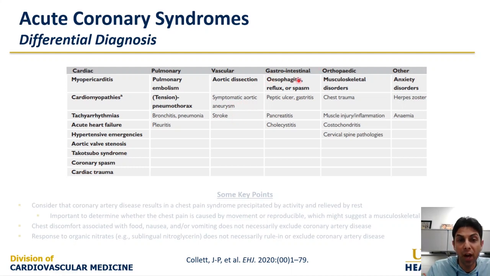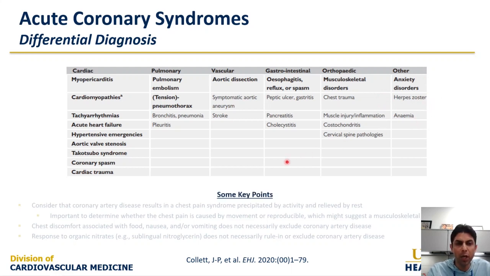Gastrointestinal symptoms include esophagitis, reflux disease, or esophageal spasm, peptic ulcer disease or gastritis, inflammation of the stomach wall, pancreatitis, cholecystitis. And then orthopedic-wise, we want to make sure we don't miss musculoskeletal disorders, such as chest trauma, costochondritis, muscle injury or inflammation. Even cervical spine pathologies can radiate to the chest. And of course, we want to treat the whole patient. We don't want to miss anxiety disorders. We want to consider infectious possibilities like herpes zoster, anemia.